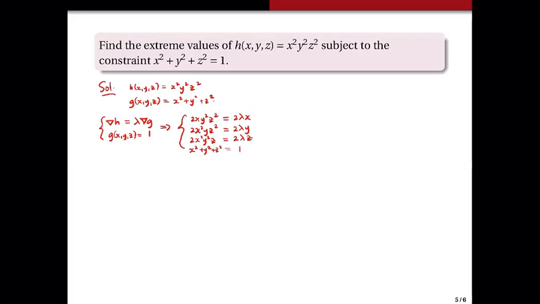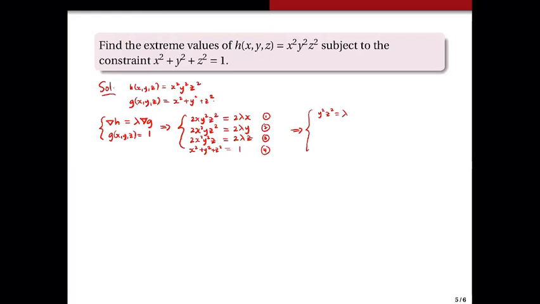Okay. So we have equation 1, equation 2, equation 3, and then equation 4. From equation 1, we'll just have y squared z squared equals lambda. We divide everything by 2x. Of course, that's assuming x is not equal to 0.